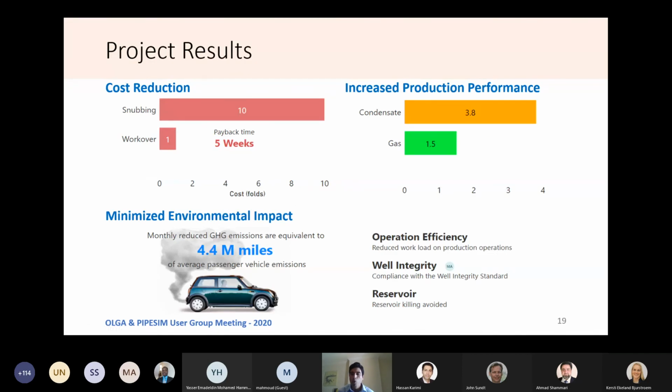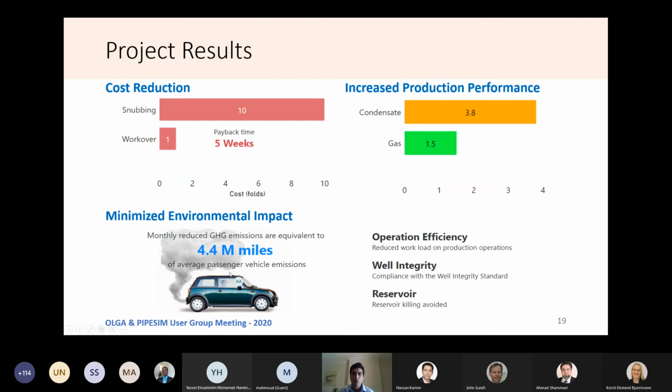The project KPIs were on 3 main levels. On the economic level, the cost of using a workover rig to install the 2 7/8 completion is 10% of the snubbing unit, and the project payback time was around 5 to 6 weeks. On the production performance level, in relative terms, the project helped to increase the cumulative condensate production of the well over 5 months by 4 folds, while increasing gas rate by 1.5 folds. On the environmental level, compared to cycling operation, the monthly reduced greenhouse gas emissions are equivalent to 4.4 million miles of average passenger vehicle emissions.